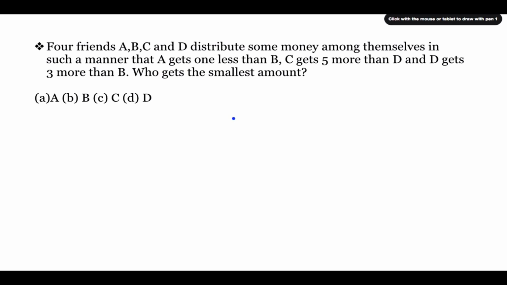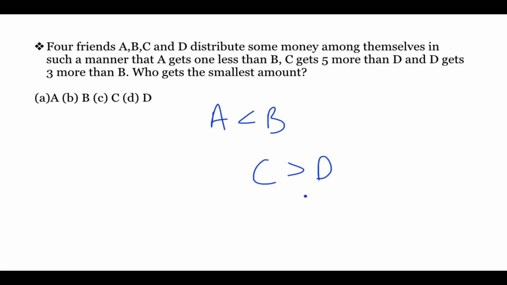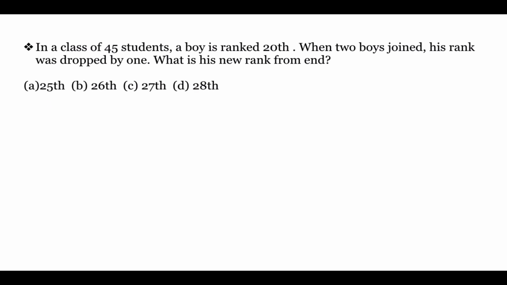Now, 4 friends A, B, C, D distribute some money among themselves in such a manner that A gets less than B, and C gets 5 more than D. D gets more than B, and B gets more than A. So who gets the smallest amount? The answer is A. Very, very simple, no logic at all.